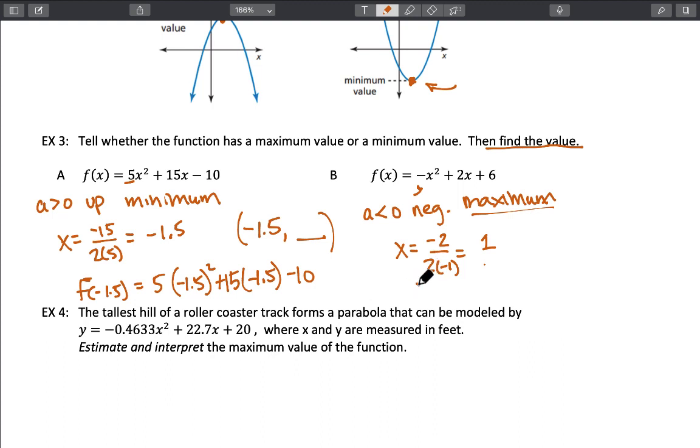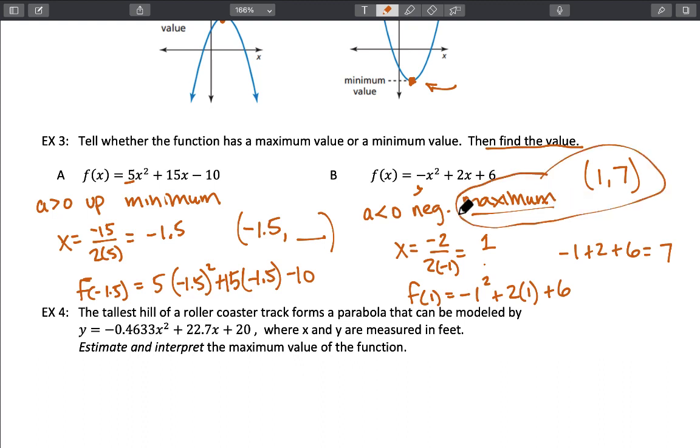Next up, I need to evaluate my function for 1. So I have -1 squared plus 2 times 1, and then plus 6. So be careful here. This first term is really not -1 squared. It's the opposite of 1 squared, which is -1, plus 2 more, plus 6. When I add all those together, I'm going to come up with 7, and my vertex point here would be (1, 7), and this we would say is our maximum point.